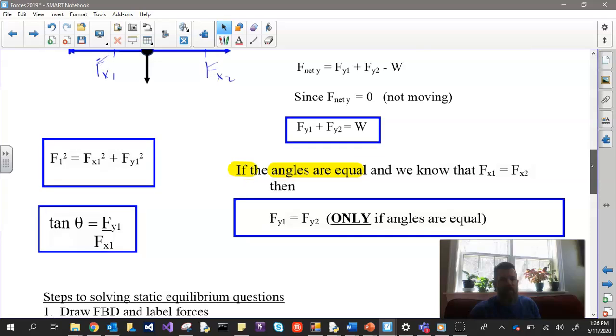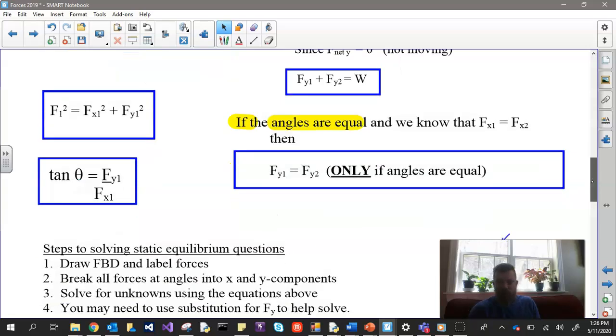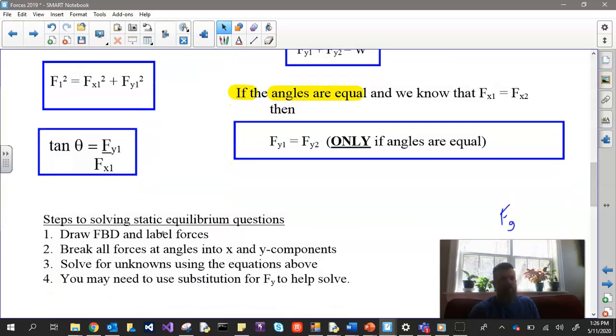A couple other things we'll need when we do these. We need to know Pythagoras. So the F1, the hypotenuse, is equal to Fx squared plus Fy squared. We're still using tan, and we're also going to need to use sine and cosine. And so just a quick review. Draw a free body diagram, label all the forces, break all the forces into x and y components, solve for the unknowns using those sets of equations up above, and we may need substitutions used for Fy, which we'll show you when I go through one of these examples.